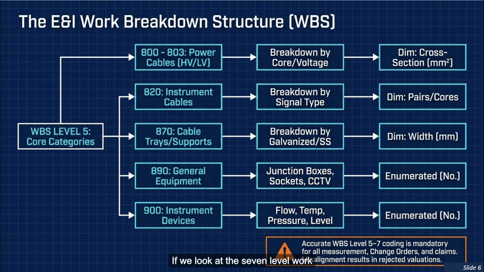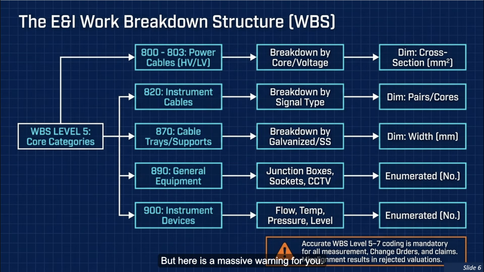If we look at the 7-level work breakdown structure for electrical and instrumentation, the core categories logically branch out. We go from the 800 series high-voltage power cables, breaking it down by core and voltage, right down to the cross-section dimensions. Or maybe we move from 900 series instrument devices down to enumerated flow and temperature sensors.